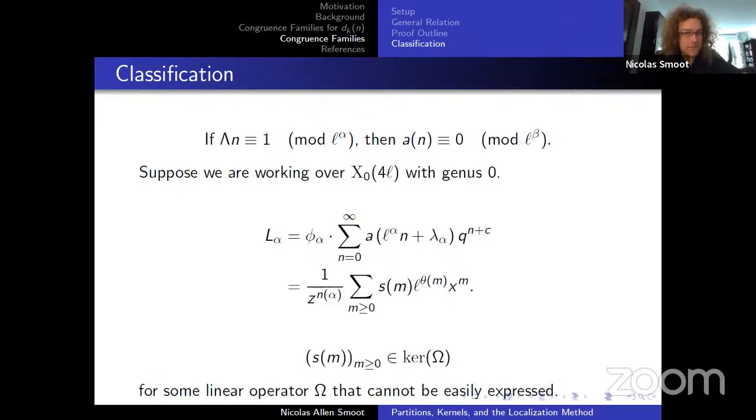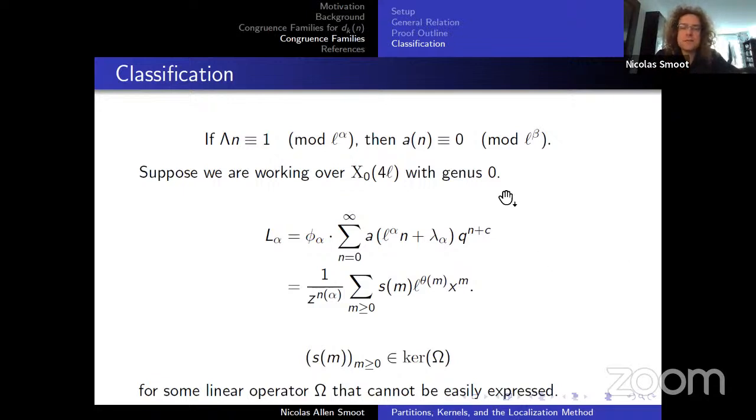It's not so easy to get because this linear operator exists, but it cannot easily be expressed. And I won't get into how to express omega because I'm still working on it, and I'll tell you about it maybe a little later if I can figure a bit more out. But that's basically the key idea. That's how you can classify these congruence families.